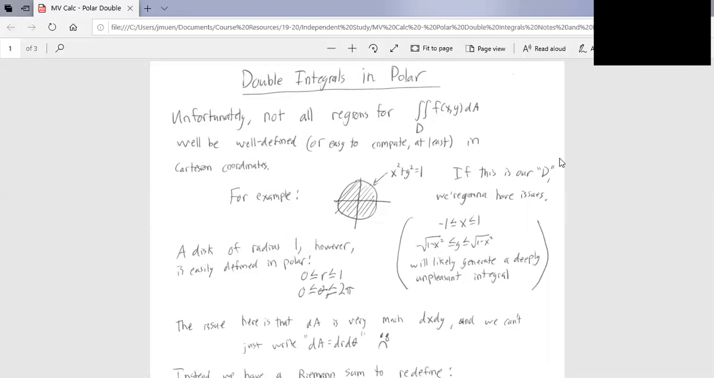On the other hand, in polar coordinates, this same disk simply has a radius that's between 0 and 1, and a theta that's between 0 and 2 pi. So there's not actually all that much here that we need to worry about. These are all constants, which generally is going to make the integral significantly easier.